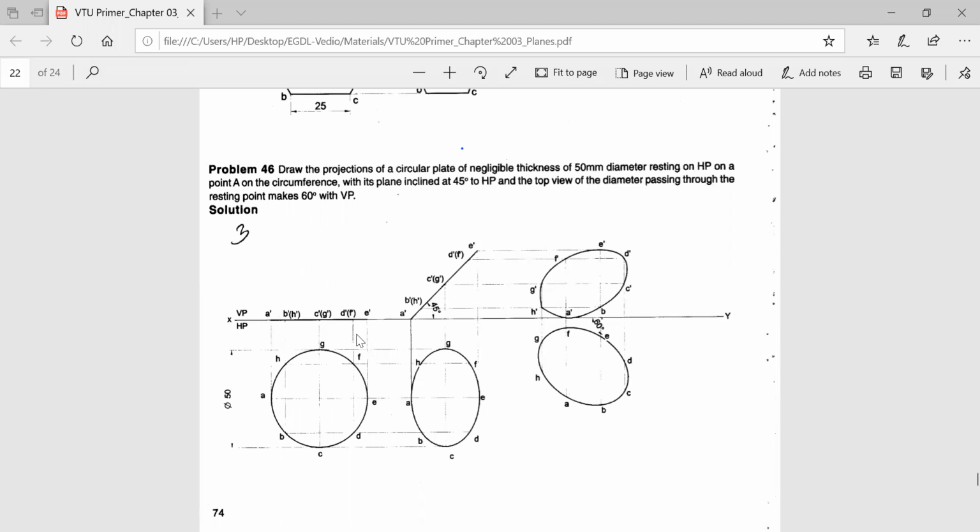Darken it immediately. Since the problem is resting on HP, please start with the top view, and only then go for the front view. So this is about the first stage. After that, what is being told is that the plane is now inclined at 45 degrees to HP. Okay, so this was a plane which was parallel to our XY line. So now this plane is inclined at 45 degrees to HP.